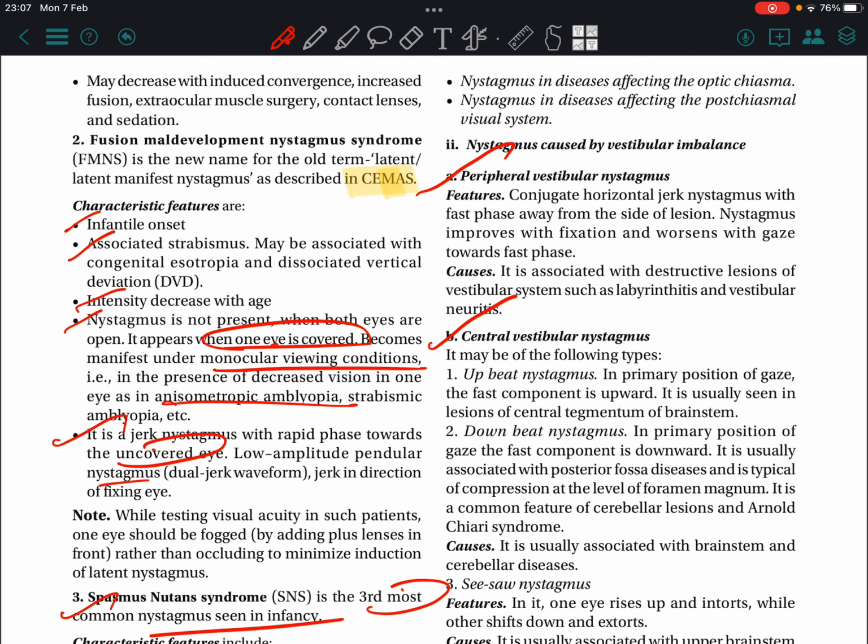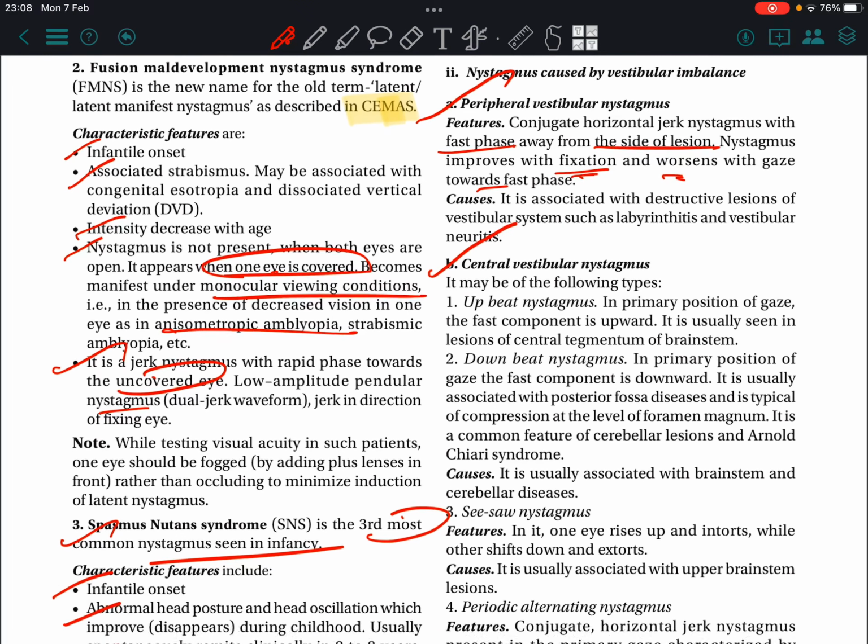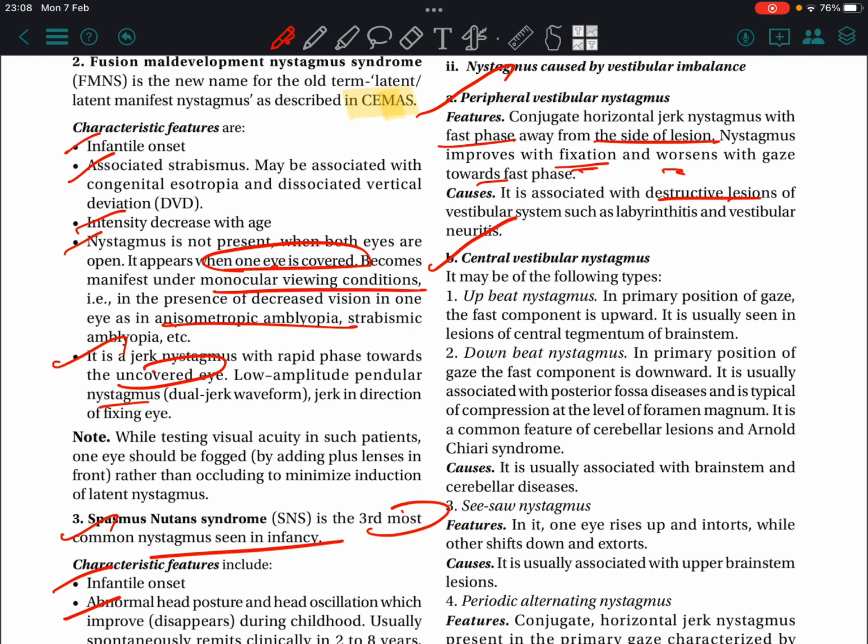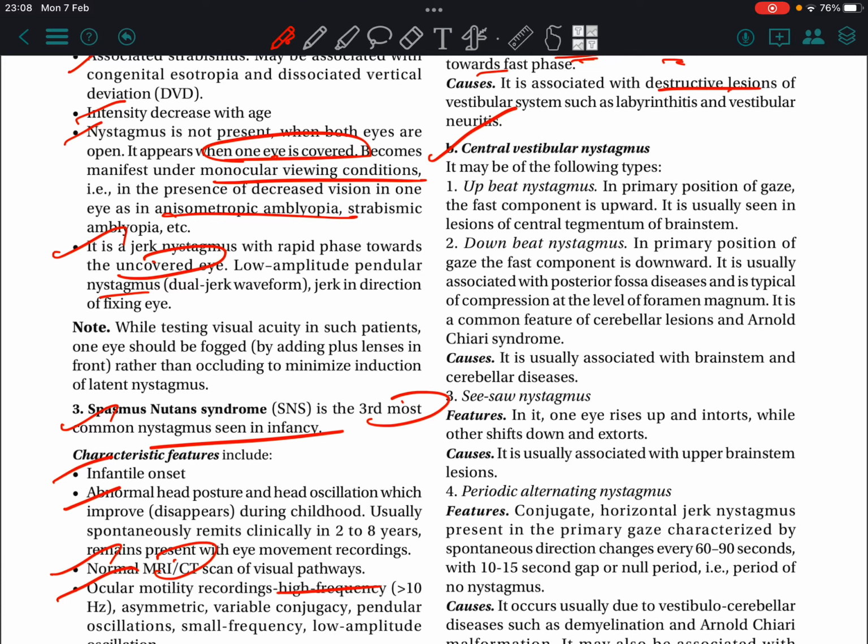Peripheral vestibular nystagmus has a fast phase away from the side of the lesion. It improves with fixation and worsens with gaze towards the fast phase. It is seen with lesions of the vestibular system such as labyrinthitis and vestibular neuritis. Upbeat nystagmus: in primary position of gaze, the fast component is upward. Downbeat nystagmus: in primary position of gaze, the fast component is downward. It is usually associated with posterior fossa disease and is typically seen with compression at the level of the foramen magnum, as in Arnold-Chiari syndrome. It is usually associated with brainstem cerebellar disease.